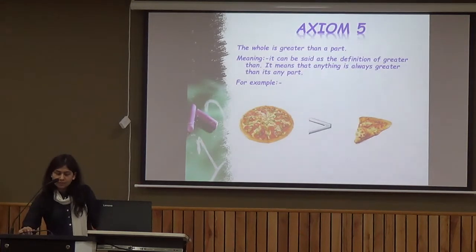Now axiom 5. The whole is greater than a part. To understand this, consider this figure. When you consider having a pizza at a restaurant, you get a circular shaped pizza, and one triangle of that pizza is obviously less than the whole pizza, because the whole pizza consists of say 6 or maybe 8 triangles, but one triangle is always less than 8 triangles put together in a circle. Therefore, axiom 5 is all about the whole being greater than a part.